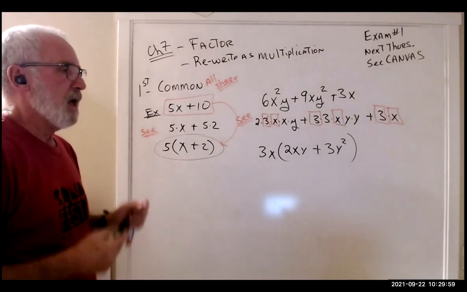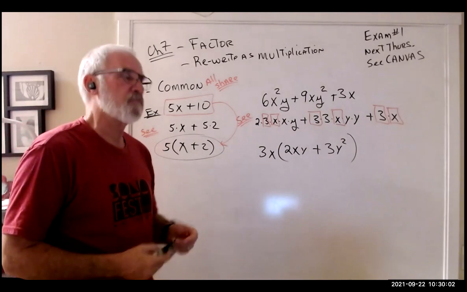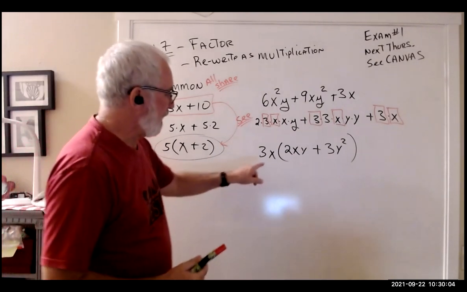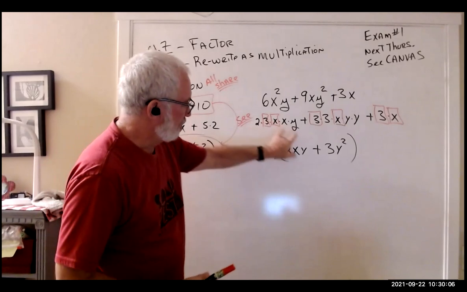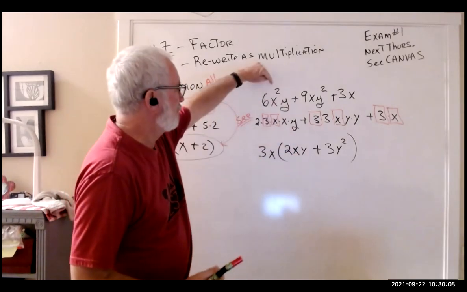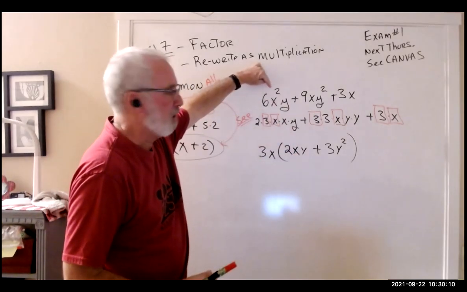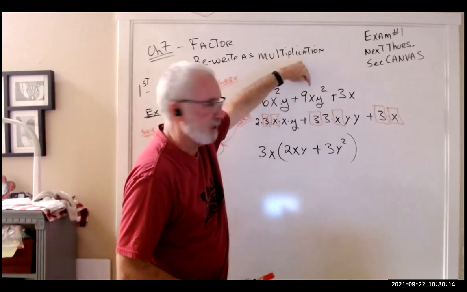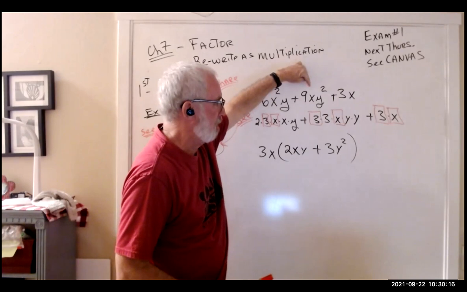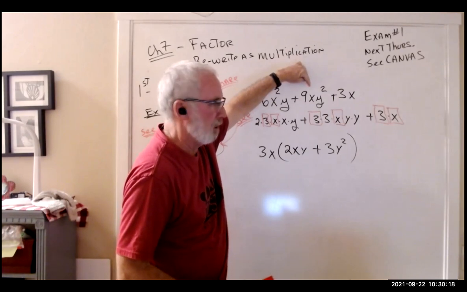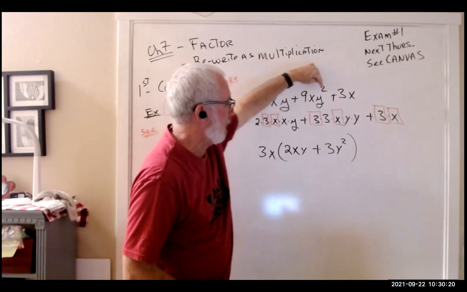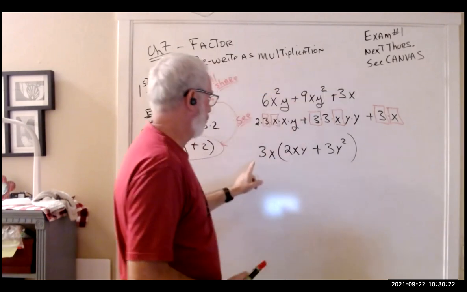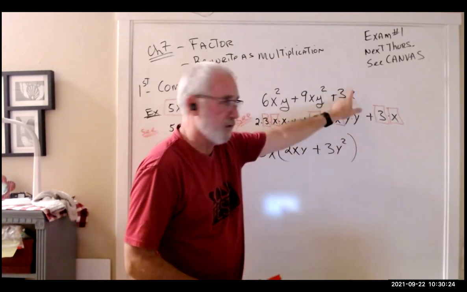Okay. How do you check your work? By multiplying it back in. Is 3x times 2xy 6x squared y? Yeah. Is 3x times 3y squared 9xy squared? Yeah. How do I get the 3x? 3x times nothing is not 3x.